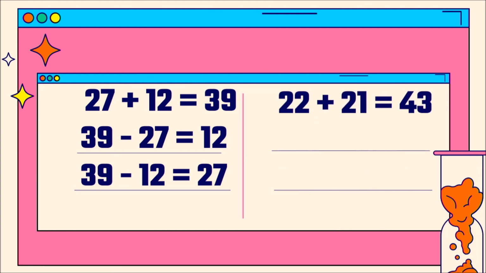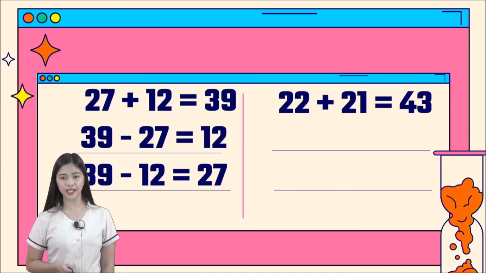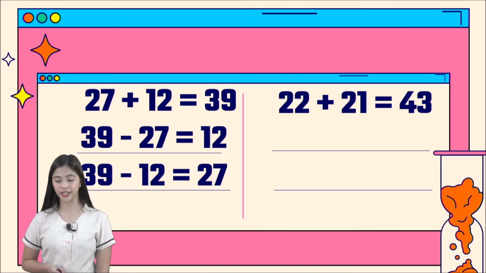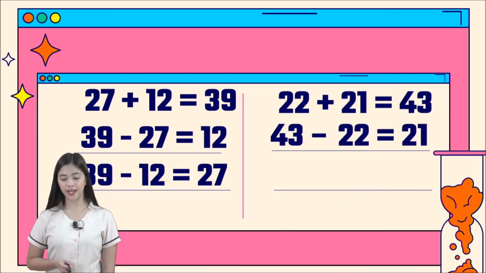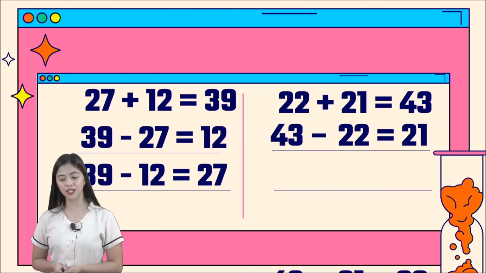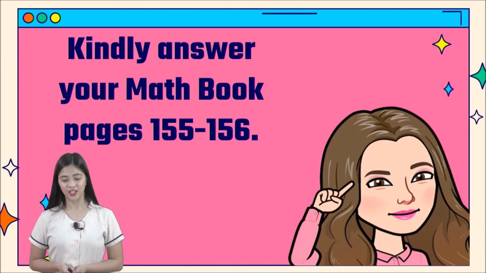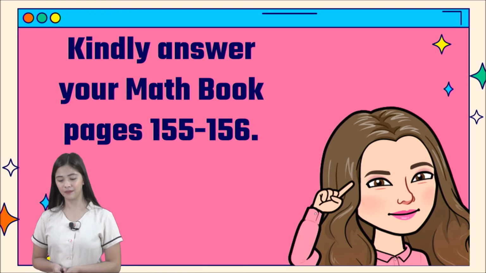And now, the last one, 22 plus 21 is equal to 43. So 43 will become our minuend, minus 22 and equal to 21. And the vice versa of it, 43 minus 21 is equal to 22. So kids, for your other activity, kindly answer your math book pages 155 to 156.